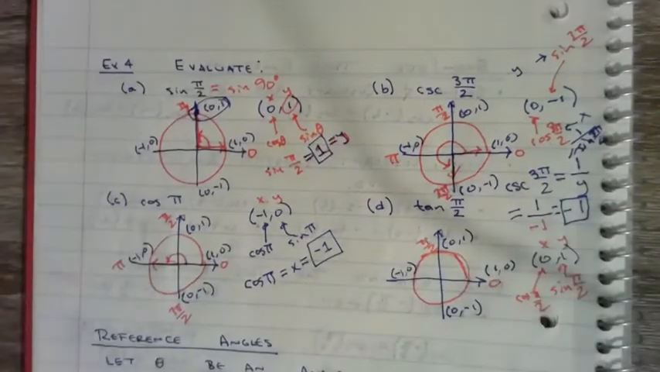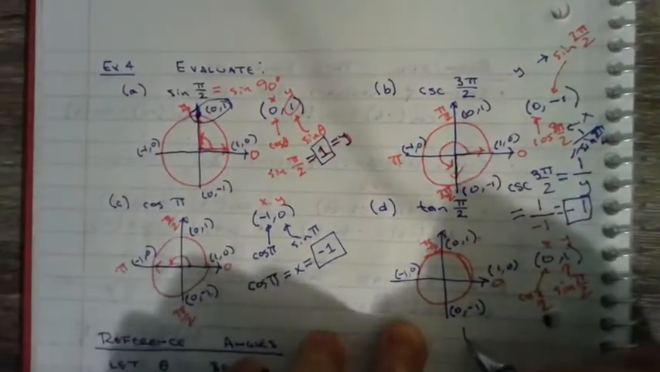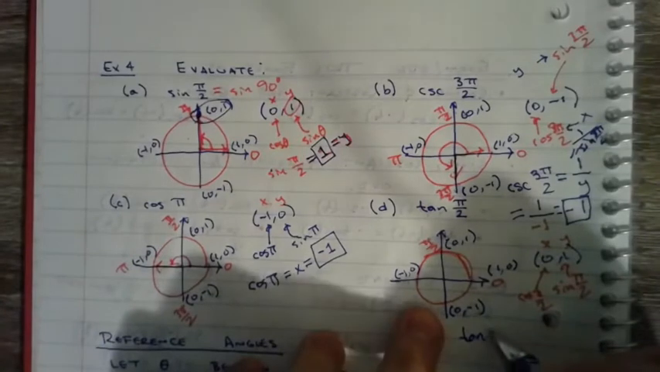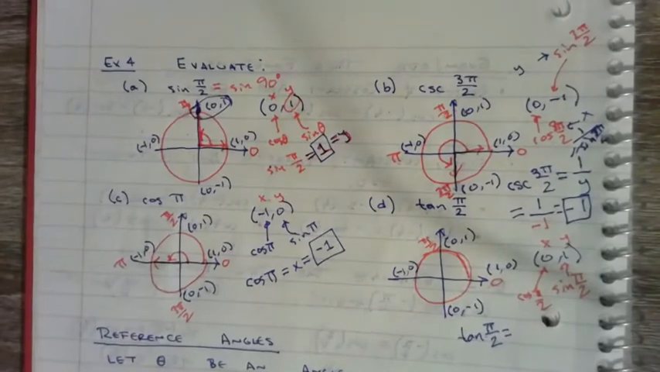Now, take a look. We're going to go back to our identities. I already taught you guys what the identities are going to look like. So you know that cosine equals x, sine equals y.